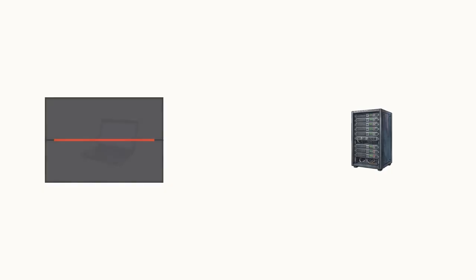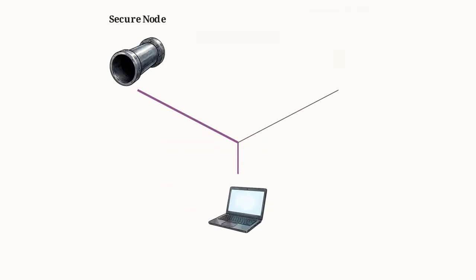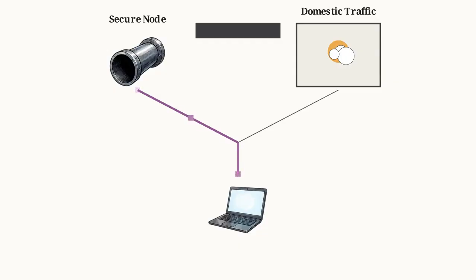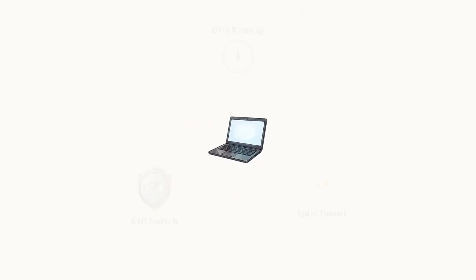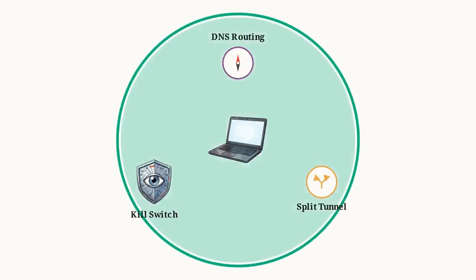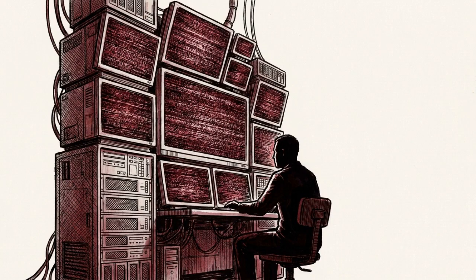Finally, configure split tunneling. As this routing diagram demonstrates, you can assign specific applications to route exclusively through the secure remote server, leaving your standard domestic traffic untouched and unsuspicious. DNS routing, the kill switch, and split tunneling operate in tandem to construct a hermetically sealed environment. This completely blinds your local ISP to the destination, content, and nature of your data.